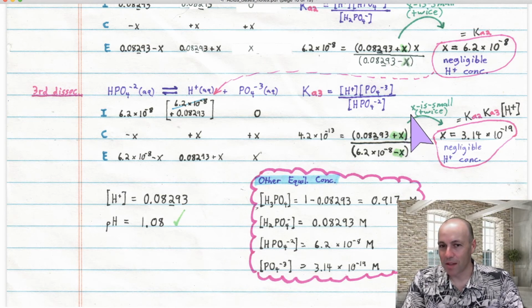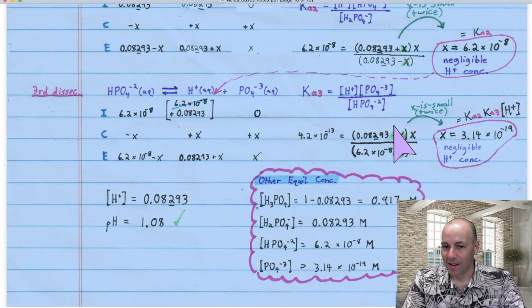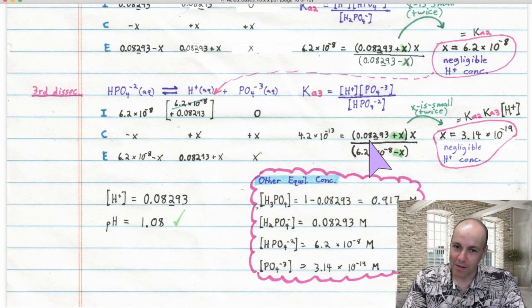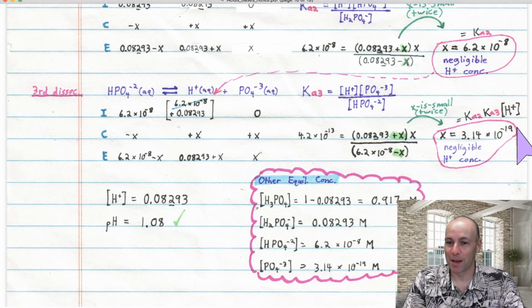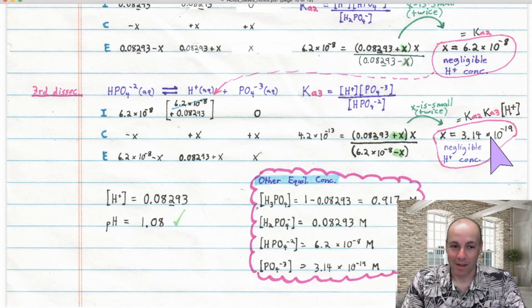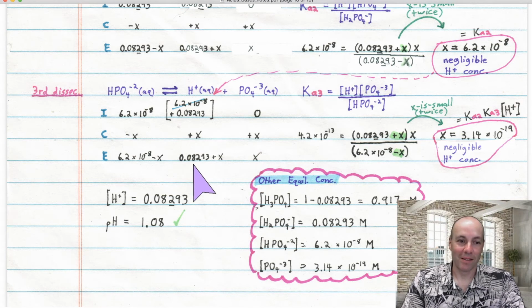Now you can use the X's small approximation twice again. When you do, these don't cancel as nicely as they did before, but it's still an easier equation to solve this time. And when you solve this for X, you get 3.14 times 10 to the minus 19. So that is a very small amount of proton generated in the third dissociation. So you would have to add that to the proton that you started with. That wouldn't make sense. All of the proton that you generate is generated in the first dissociation for all significant purposes.